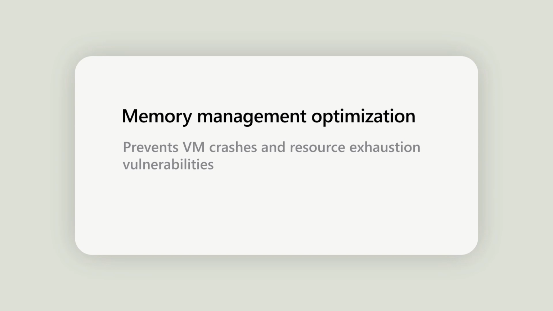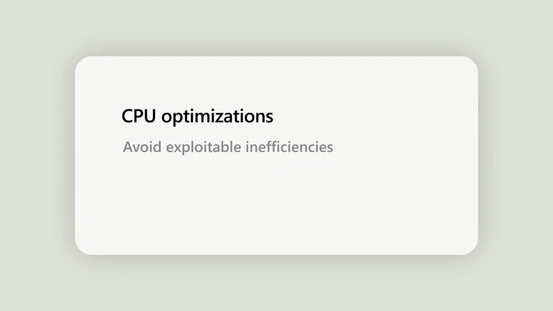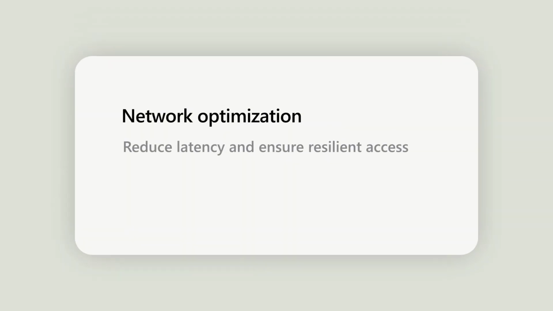Furthermore, updates often include performance enhancements that improve the efficiency and speed of your systems. This helps maintain security and stability under heavy workloads. For example, updates might address memory management optimizations that prevent memory leaks, which could otherwise lead to VM crashes or resource exhaustion vulnerabilities. Additionally, updates can include CPU optimizations to avoid inefficiencies that attackers might exploit to disrupt service. Network performance improvements are another focus, helping to reduce latency and ensure resilient access, which is particularly beneficial in environments facing high traffic or potential network-based attacks.